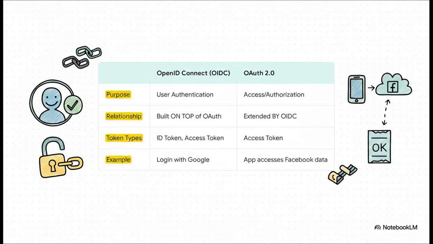OIDC is what handles the authentication, the identity part, and then it just uses the normal OAuth 2.0 flow to securely pass that identity info along. This slide really shows their partnership perfectly. OIDC is for authentication, OAuth 2.0 is for authorization. They're a team. OIDC is built on top of OAuth, extending its capabilities. The best example?